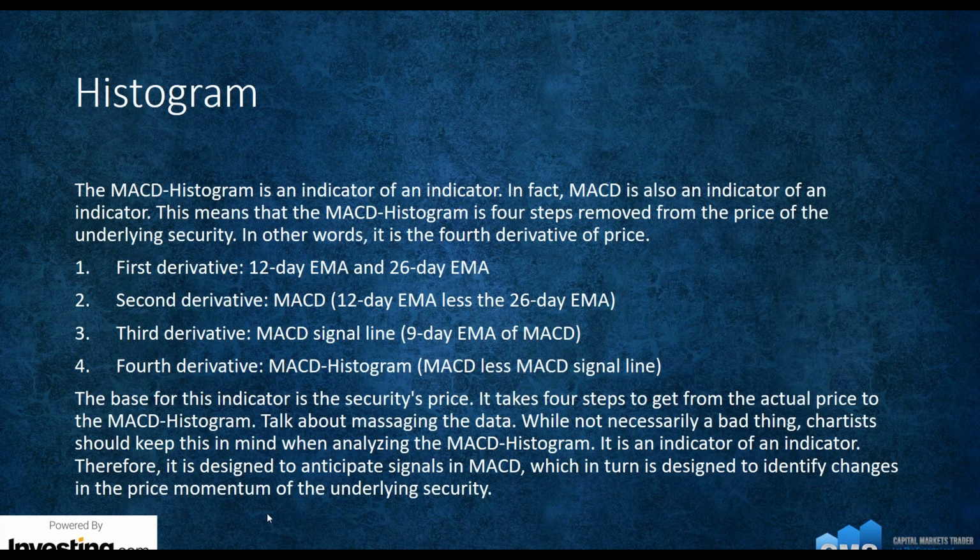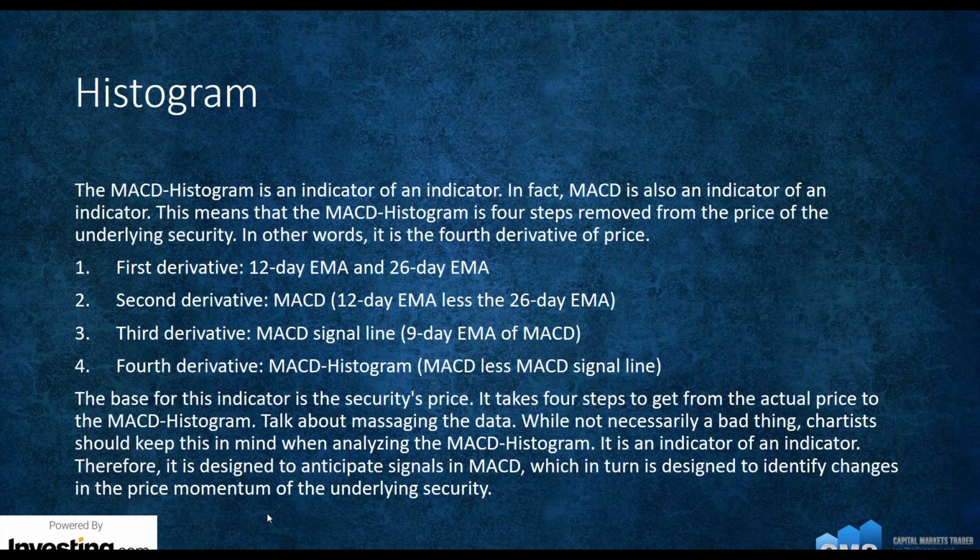So remember, MACD is a fourth derivative. The first derivative is the 12-day EMA and the 26-day EMA, which we plotted originally on the price chart. Then the second derivative is the MACD, which is the 12-period EMA less the 26. Remember, we took those two numbers off the chart, got rid of that on the chart, subtracted, and made the MACD line below. The third derivative is the MACD signal line, which is the 9-day EMA of the MACD line, which is our trigger line or our signal line. And then the fourth derivative is the MACD histogram, which is the MACD less its signal line.